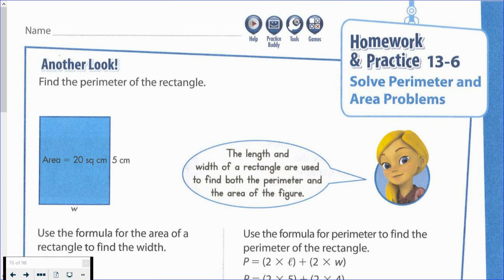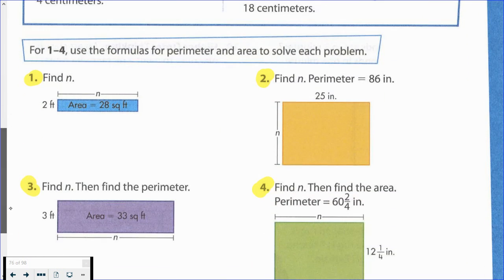Okay, so looking at number 1, we're being asked to find n. Well, let's think about what we know. We know the length here on this side is 2 feet. We also have been given the area of 28 square feet. So let's think here. What formula is going to be the most helpful? Well, we've been given the area. So let's use the area formula.